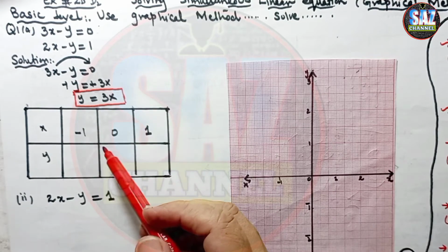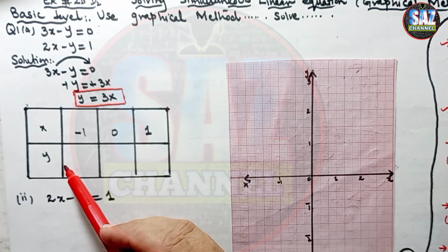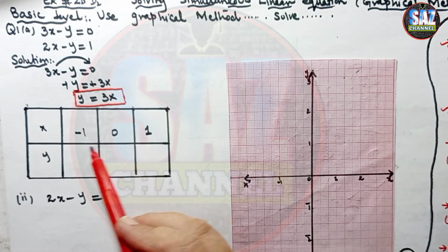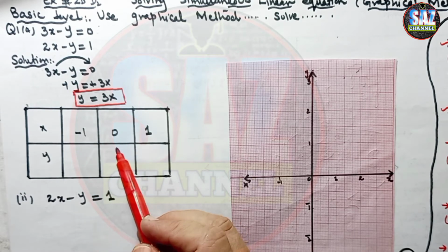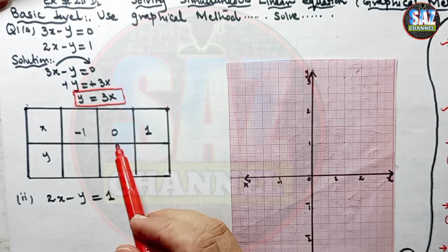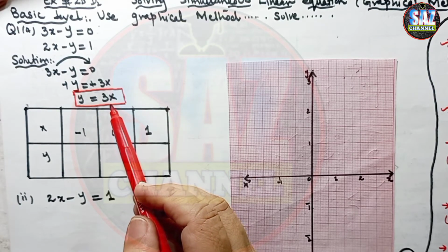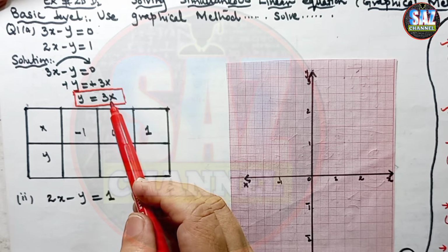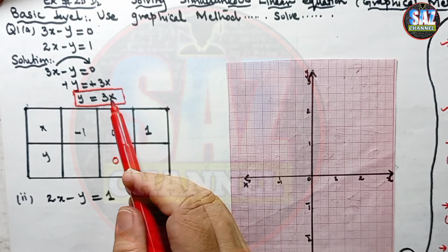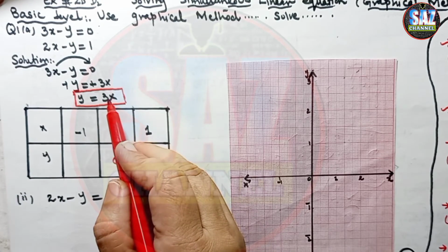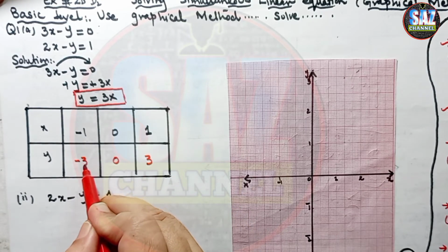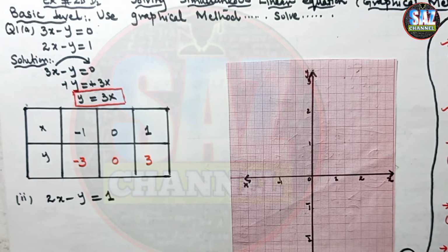For the plotting of this line, I will be going with the construction of a table of values of x. We have to take certain values of x, and at least 3 values or 3 points are enough for the plotting of a straight line. I replace x equals 0 in this line. When I multiply x by 0, the y value will be 0. When x is 1, y will be 3, because 1 times 3 is 3. When x is minus 1, y will be minus 3. We will draw both the lines at the same time.